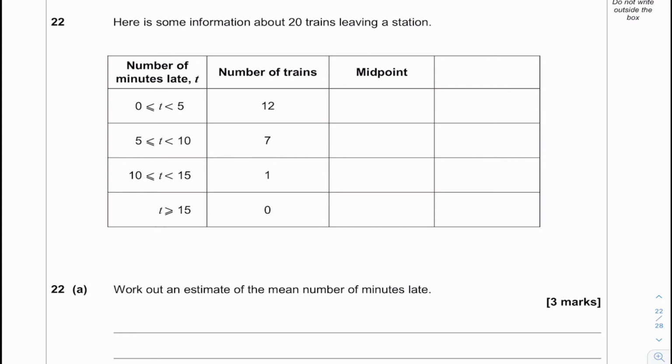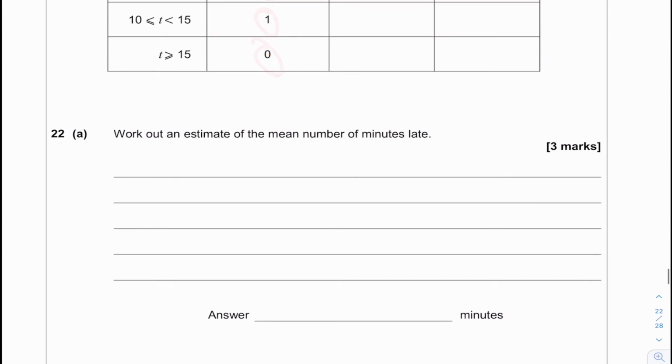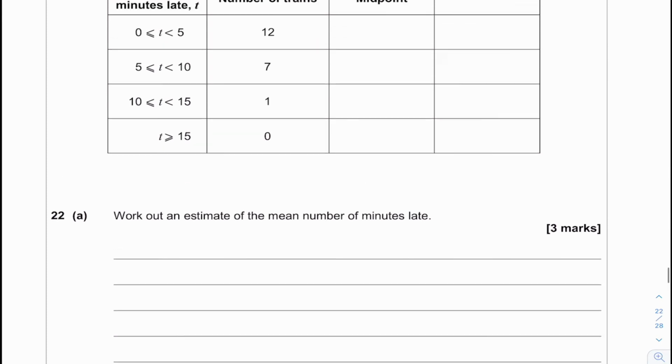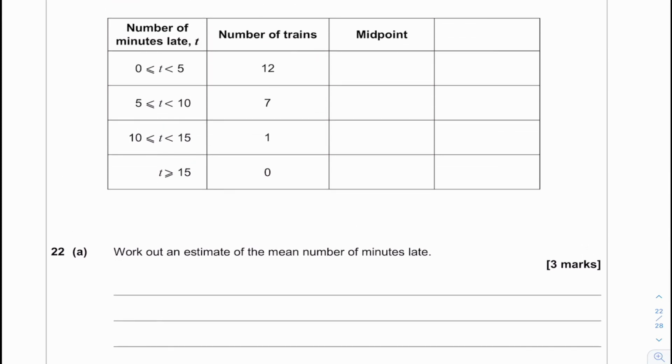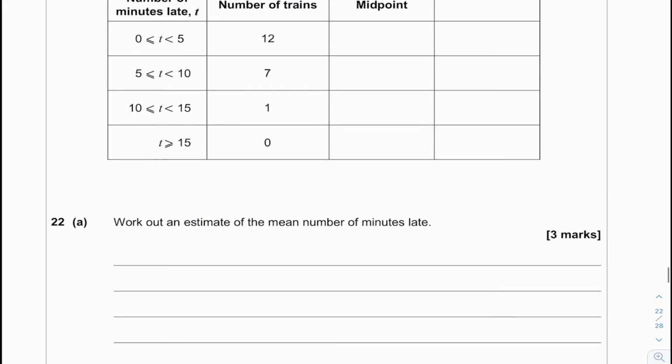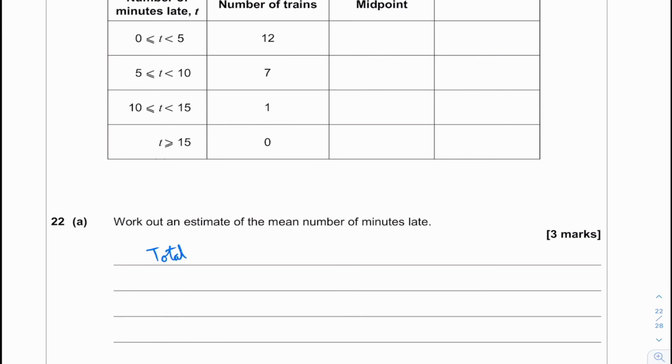Okay, so question 22, we are given some information about 20 trains leaving a station. In the table, we are given the number of minutes late the trains are, between certain parameters, as seen here, and the number of trains that fitted into each category. So for part A, we need to work out an estimate of the mean number of minutes late that a train was. So what we need to do for this is work out the total number of trains, which they've already given us in the question. So we can just write down total number of trains, and that is equal to 20.